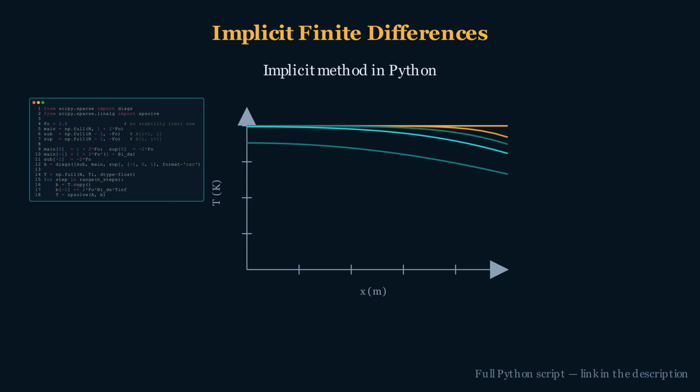Even with FO equal to 2-4 times past the explicit method's stability limit, the implicit solution stays perfectly smooth and physical, just reaching the same kind of cooling profile in far fewer steps.